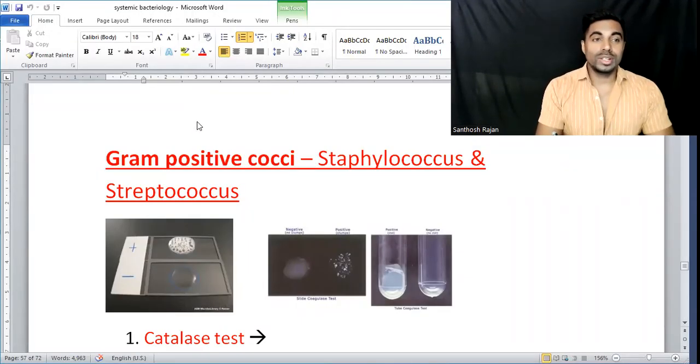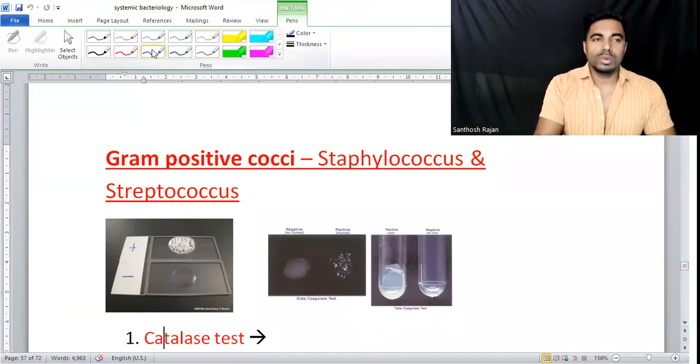So now we are going to discuss the gram-positive cocci, staphylococcus and streptococcus. Why are these important? In most exams, whether it's a theory exam or you're preparing for the FMGE or NEET exam, you will always have a question from staphylococcus or streptococcus. It's a guarantee, like 100% guarantee, I can say. Sometimes they don't, but usually it's a very important topic.